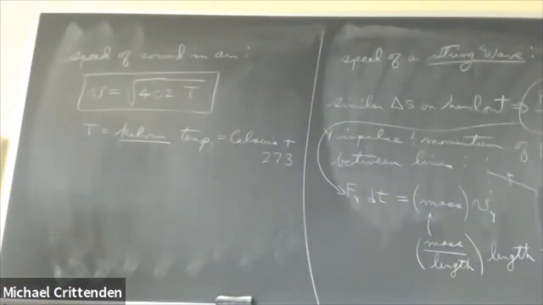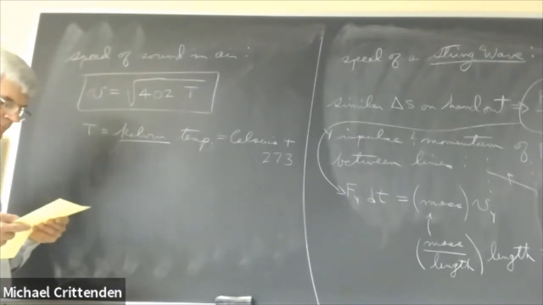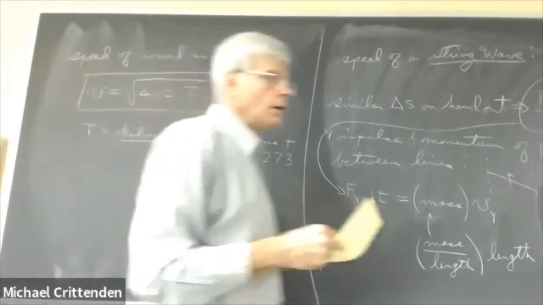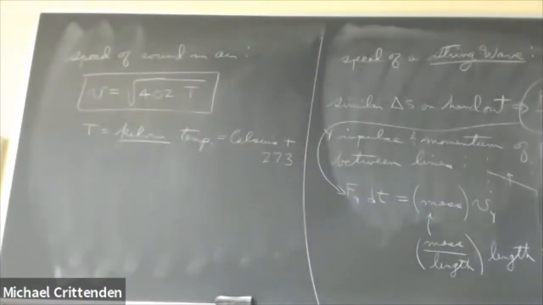Somebody slips you degrees Celsius, which is pretty common. Most thermometers read Celsius, not Kelvin. You have to add 273. And that formula is on the formula sheet, and that's really about all I'm going to say about that.